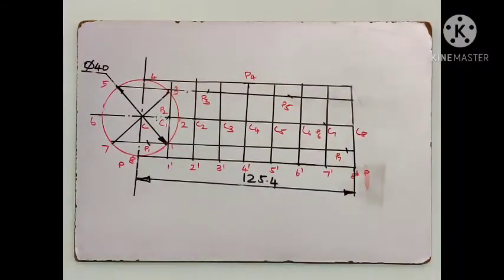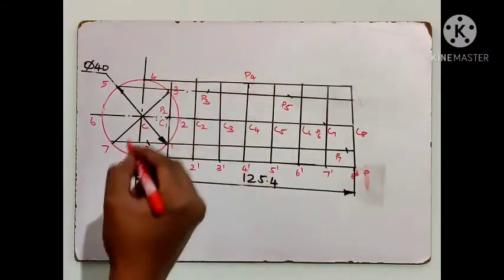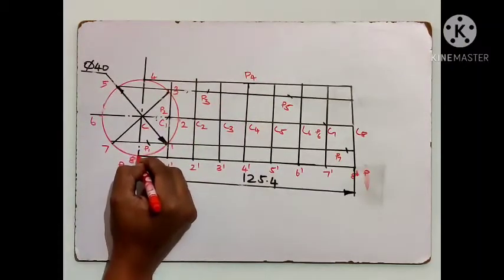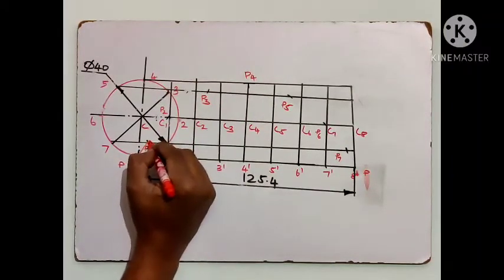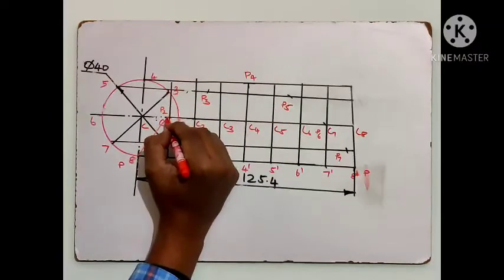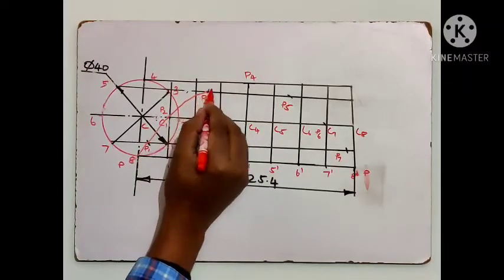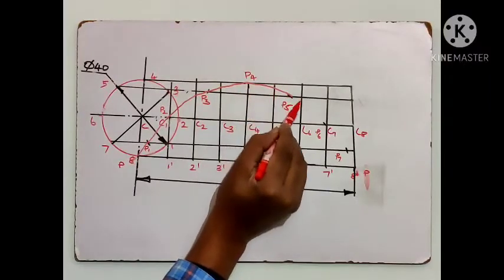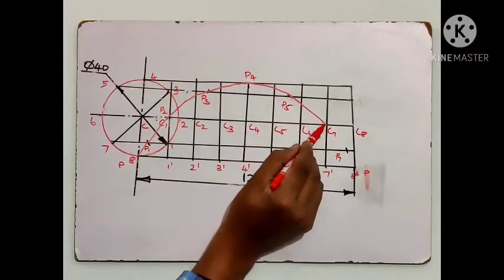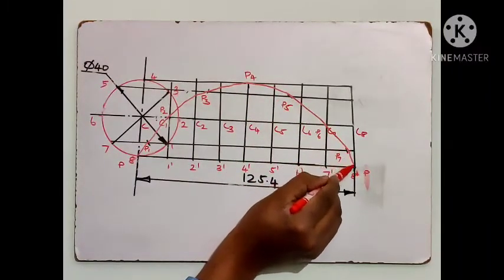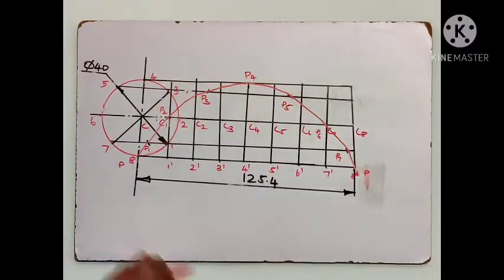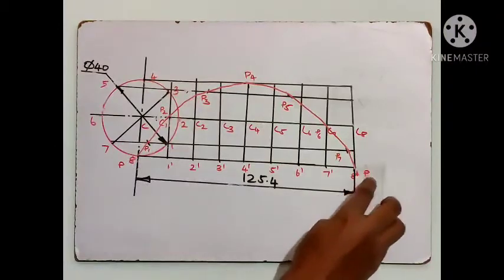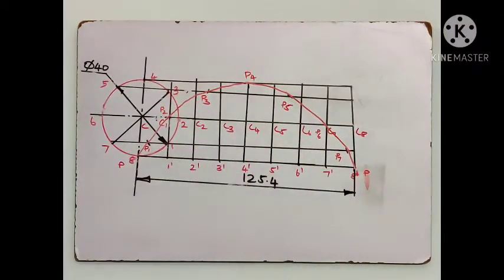Okay. So you need to trace these points with an HB pencil smoothly. From 8, you go like this. You go to C1, P2, P3, P4, P5, P6, P7 and P8. You go smoothly like this. And when it completes one rotation, it will reach point P. Okay. So I hope you are clear with this.